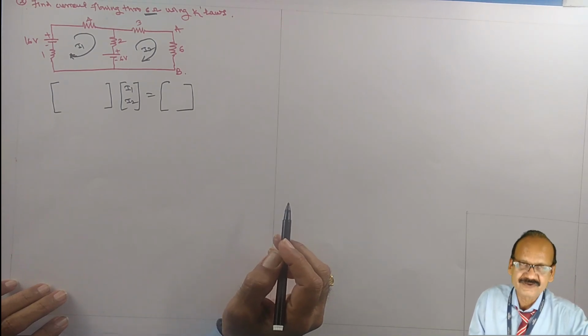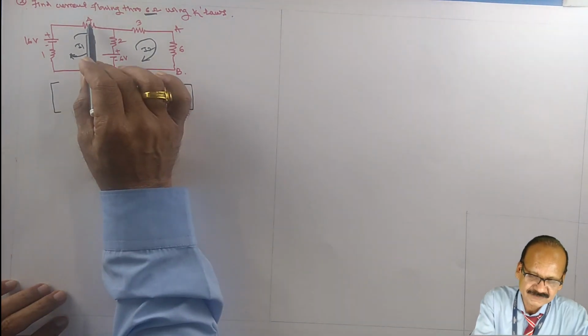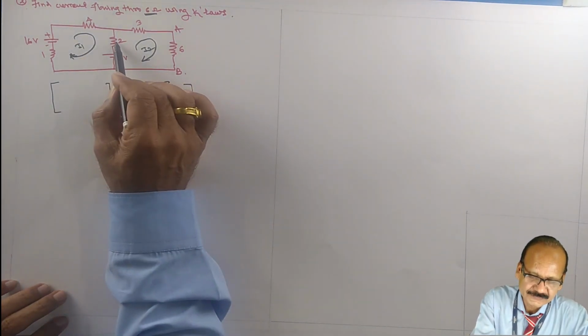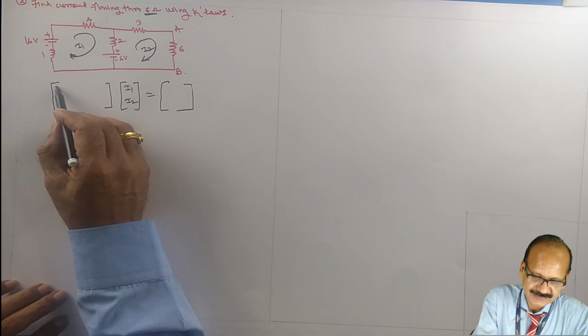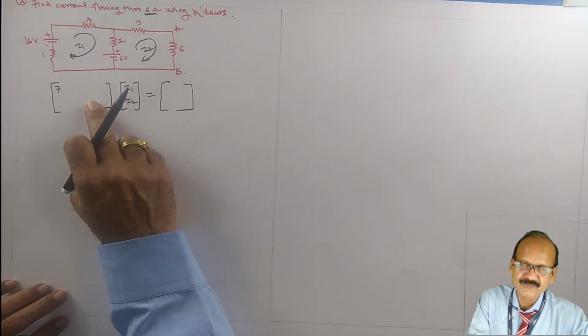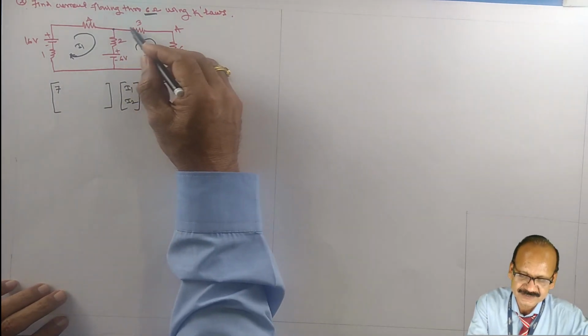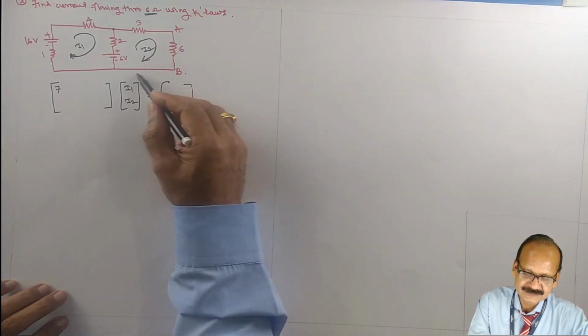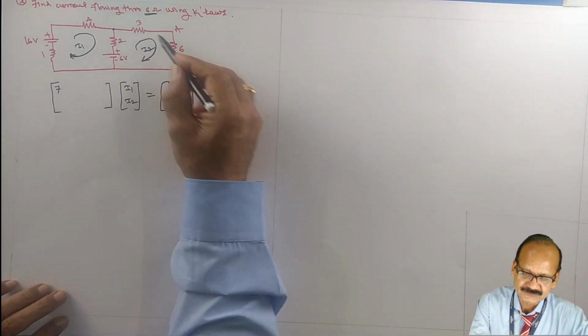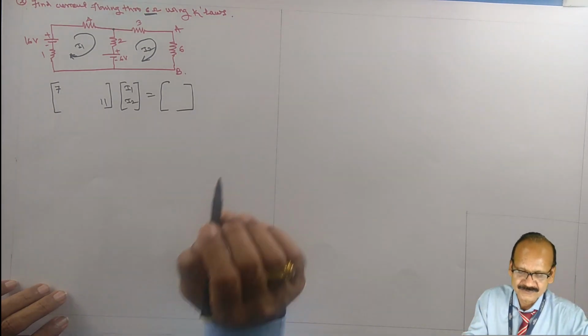R11 is the sum of all the resistances through which current I1 is flowing. So I1 is flowing through 4, 2 and 1, so it is 7, and it is always positive. Then R22, the sum of all the resistances through which current I2 is flowing. So I2 is flowing through 3, 6, 2, so 9 and 11, and these diagonal elements are always positive.